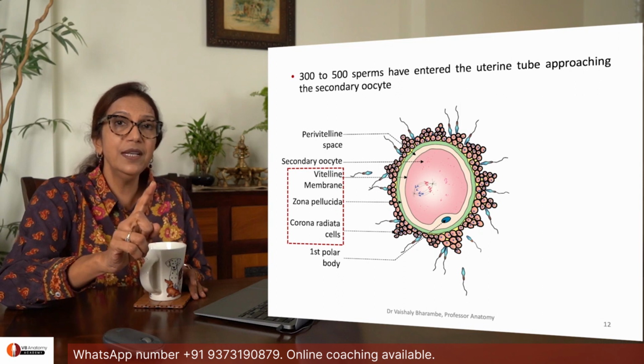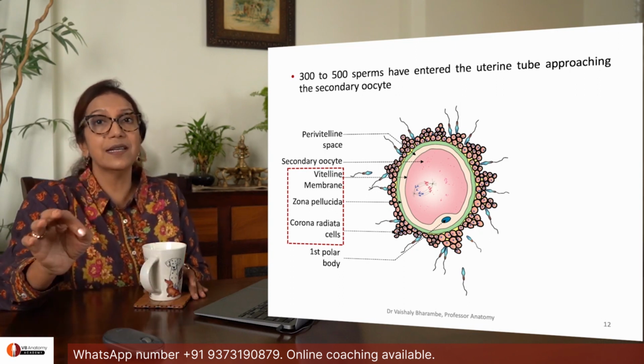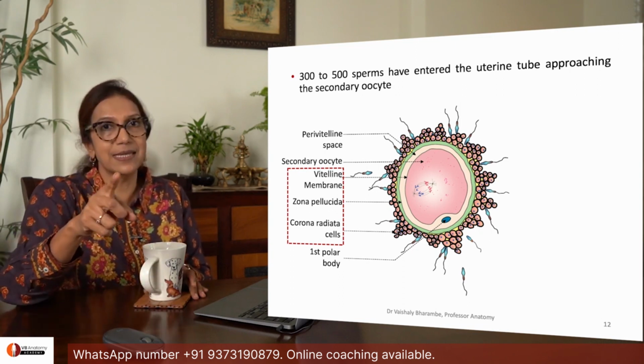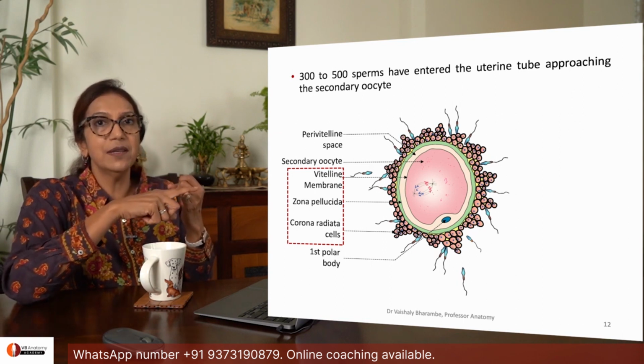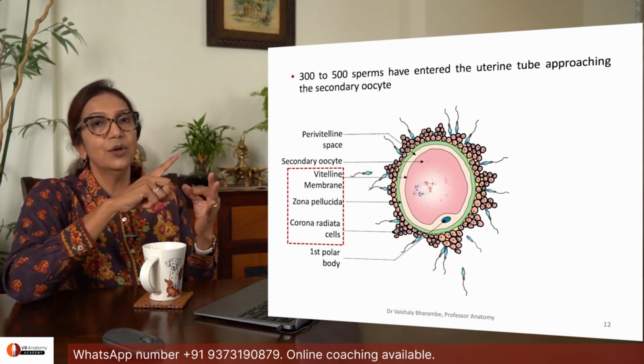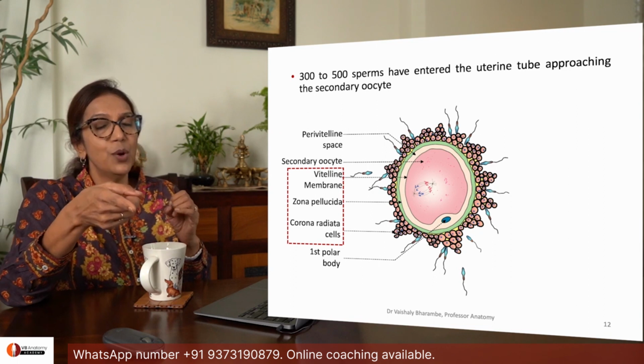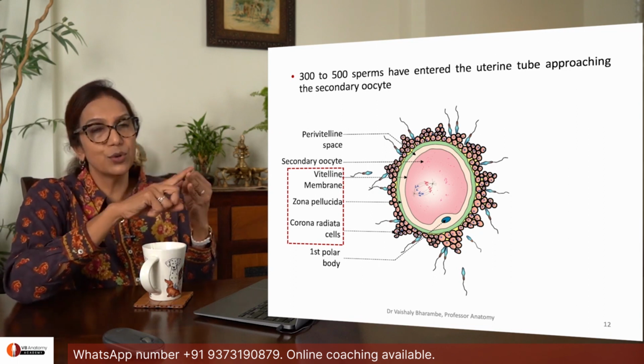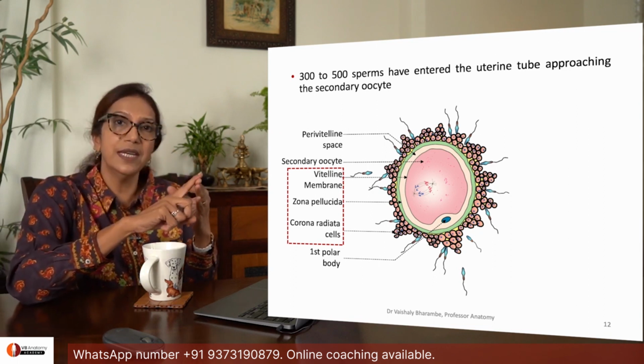If they want to enter, they have to pass through 3 layers. What are the 3 layers? One last time: vitelline membrane, zona pellucida, corona radiata. Say it once more: vitelline membrane, zona pellucida, corona radiata.